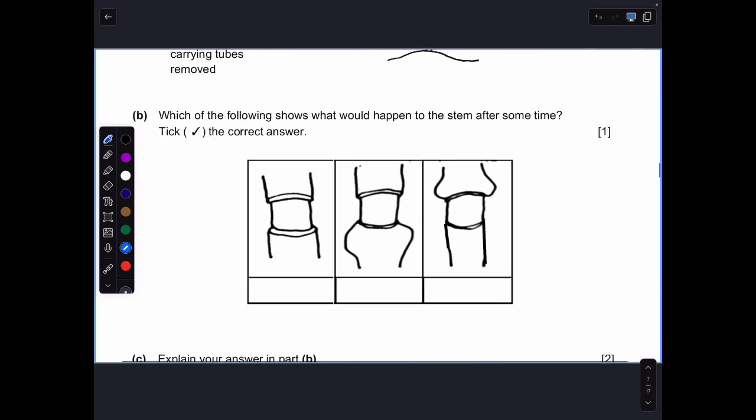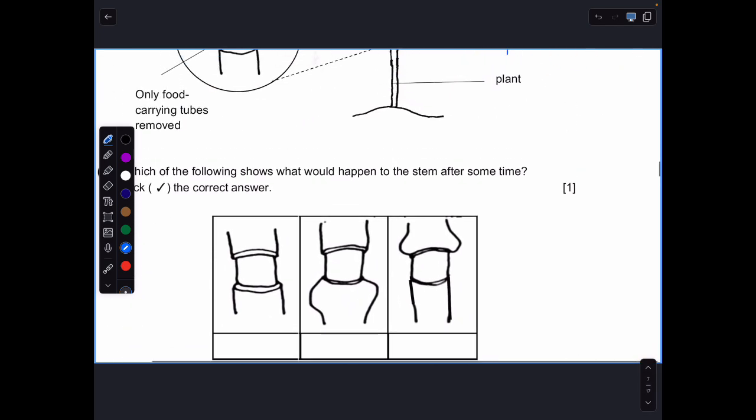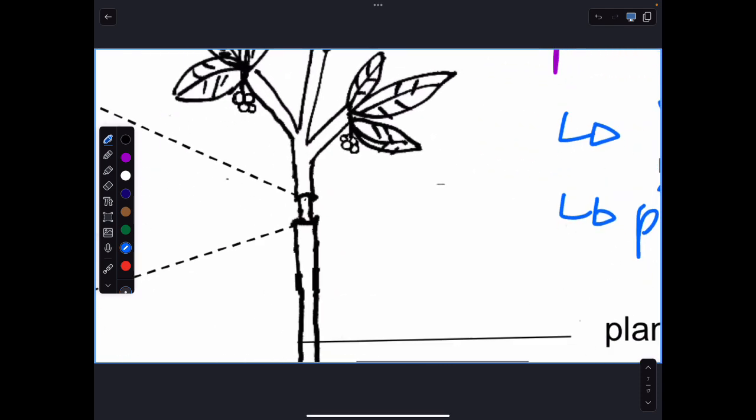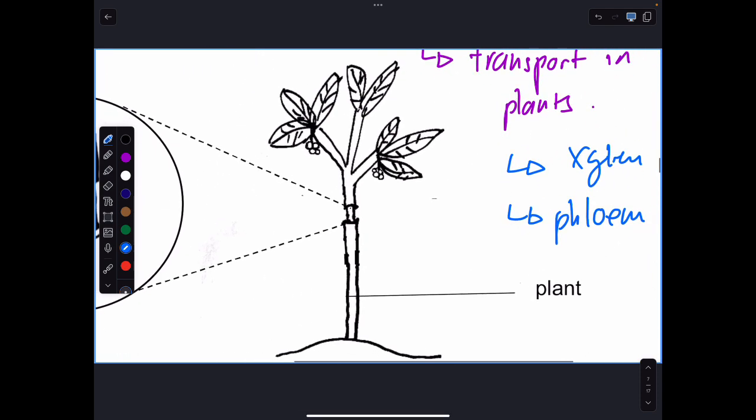Let's go. Which of the following would happen after the stem sometime? So because the leaves are here, it will make food from here. Now what happens is that it cannot go beyond this point because the food carrying tubes have been removed. So all the food will be stuck here. Okay, it will be stuck here causing it to swell.